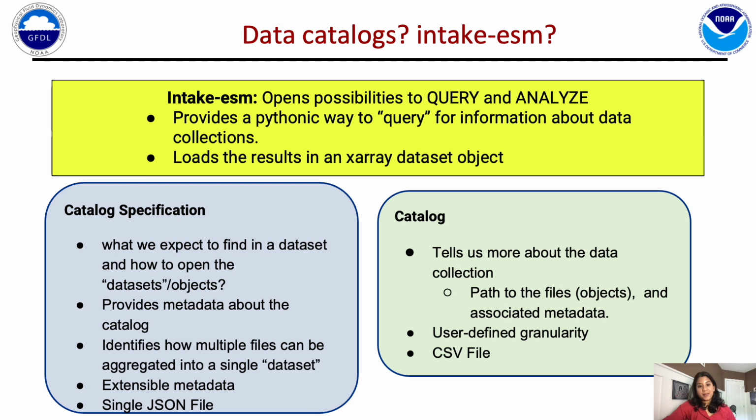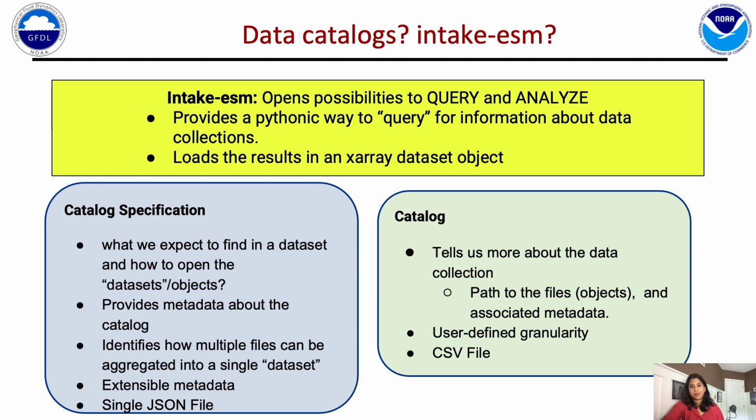So back to the catalog specification, it also helps us understand how multiple files should be aggregated, should be concatenated, such that we can look at it as a single dataset when we're working with our analysis script. This is one of the key aspects of intake-esm, the ability to aggregate multiple files across a particular dimension, for example. The catalog specification can also provide information on additional metadata that one can expect in the catalog without actually opening the data sets themselves. The catalog, on the other hand, like I mentioned, is a CSV file.